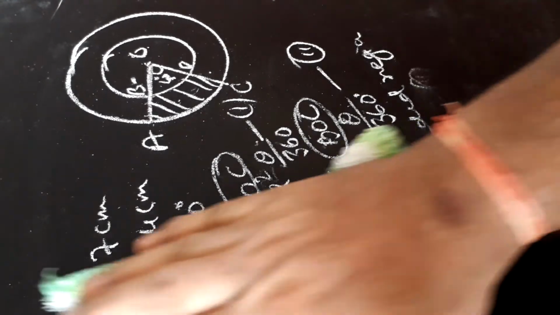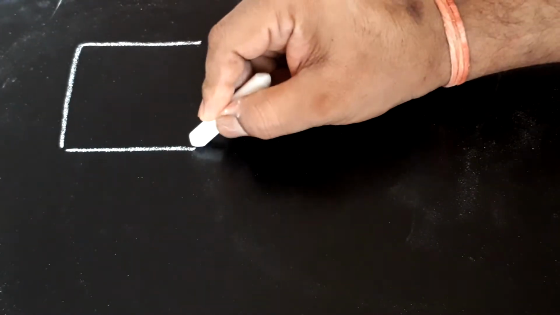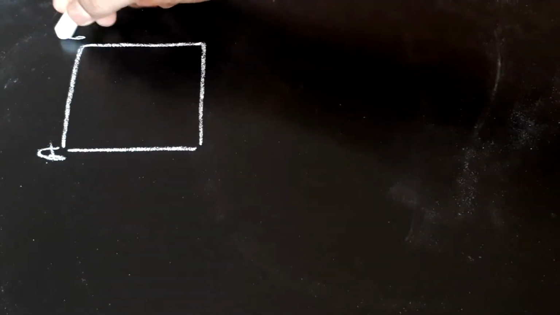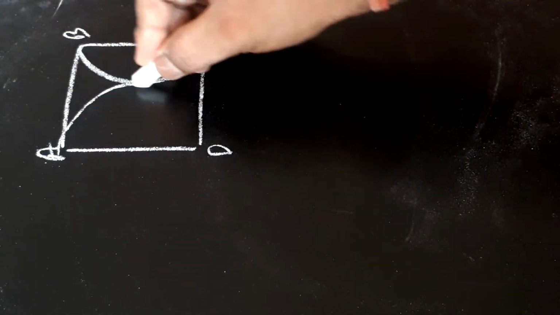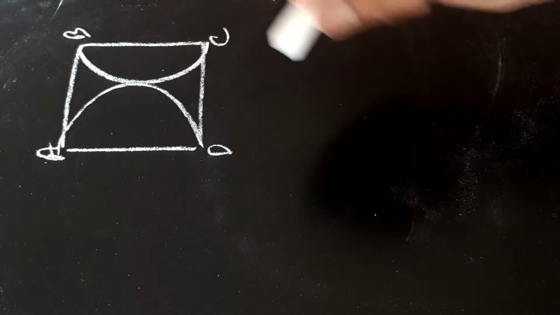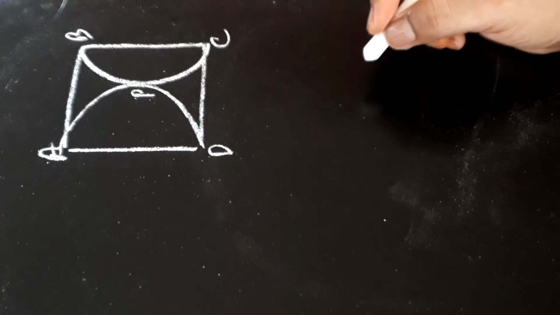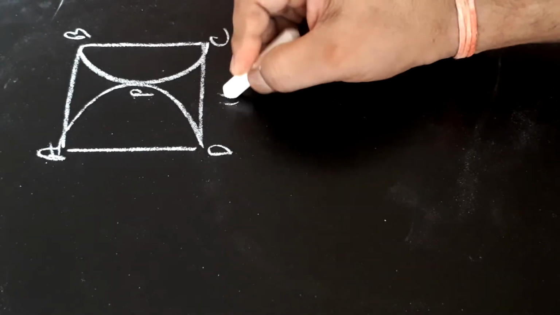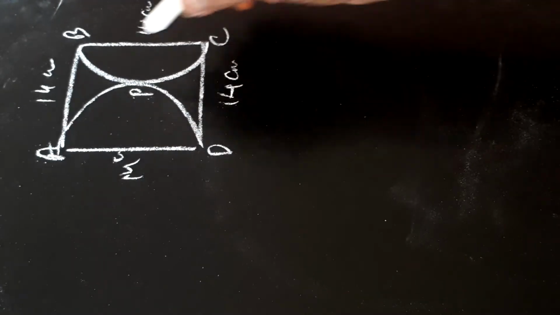Now let us see question number 3. Here question number 3, the figure is like this. We have a square ABCD, and two semicircles, one and the other like this. These are two semicircles touching each other at P, and the side of the square is given, it is 14 centimeter. 14 and 14 centimeter. We have to find the area of this shaded region.